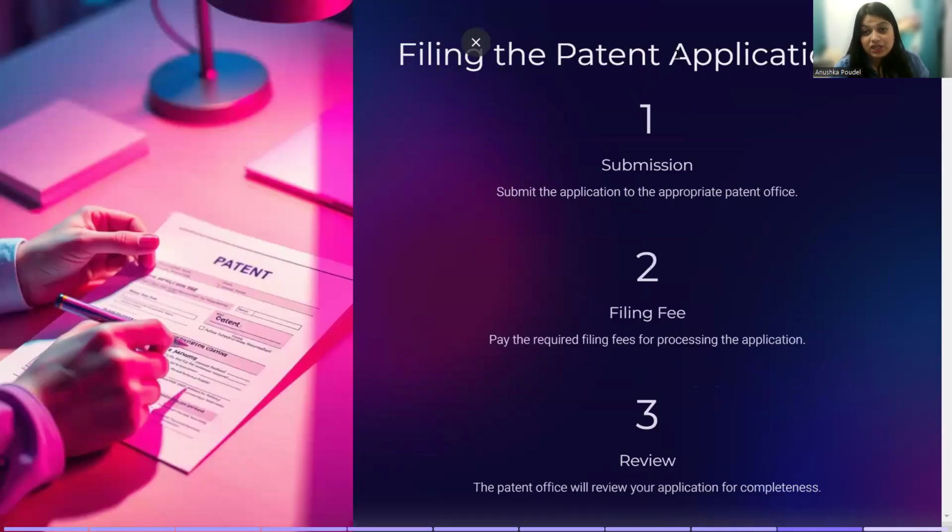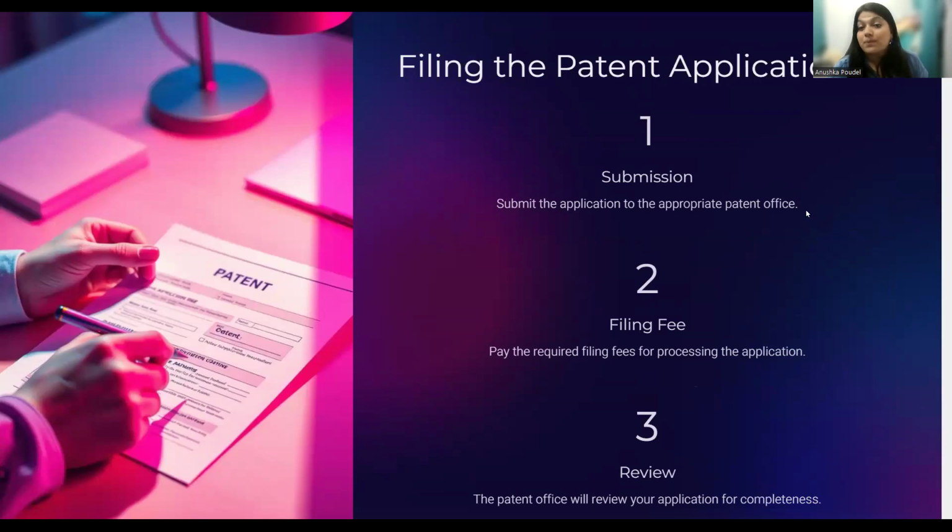Then you have filing the application. This may include submission, submit the application to the appropriate patent office, and filing fee, paying the required filing fee for processing the application. This will vary from country to country. The patent office will review your application for completeness.